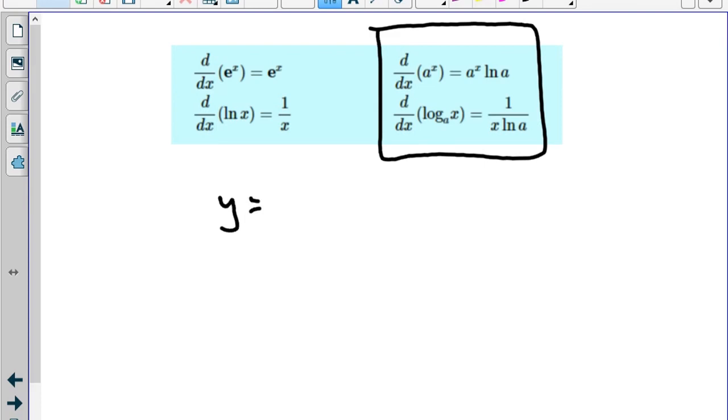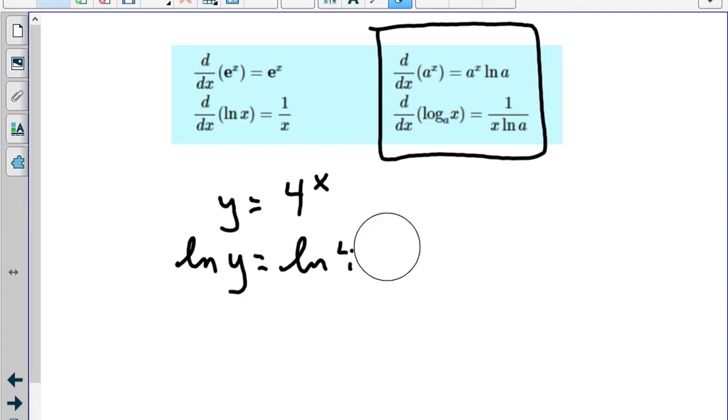for example, let's say we have y equals 4 to the x, and we want to take the derivative of this, and we don't remember what to do. One thing that's pretty easy to do is to take the natural log of both sides. Notice that the natural log of 4 to the x is the same thing as x times the natural log of 4.